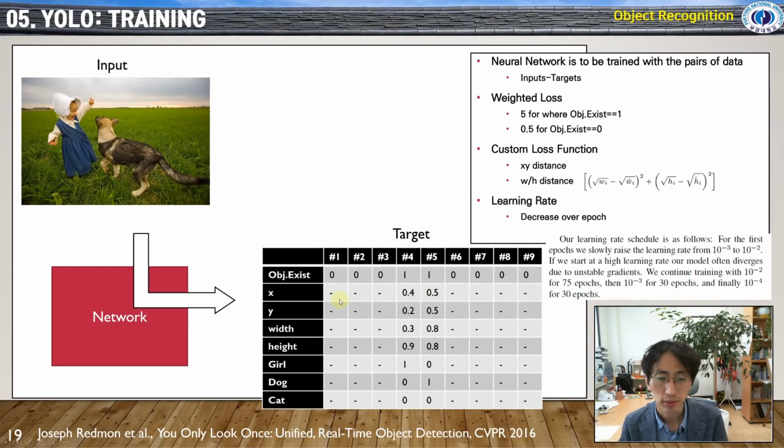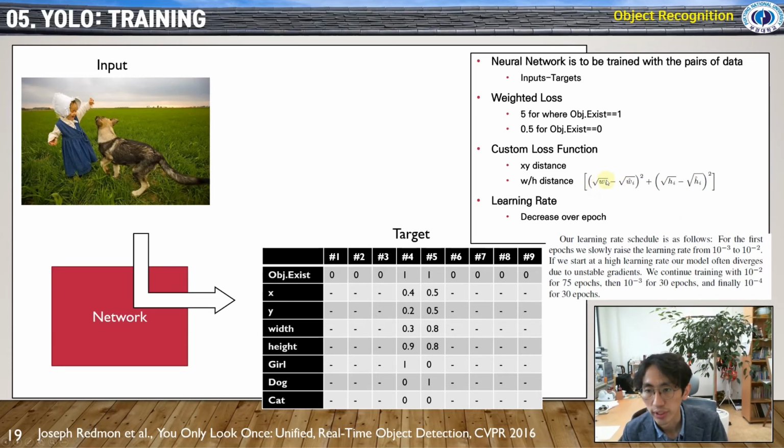It is possible to calculate the x errors and y errors independently. That is the basic option of most AI frameworks, but they developed a custom loss function, so they calculate the xy coordinates together. And also they calculated the width and height distance together. I say this is distance, not difference, because they calculated it this way.